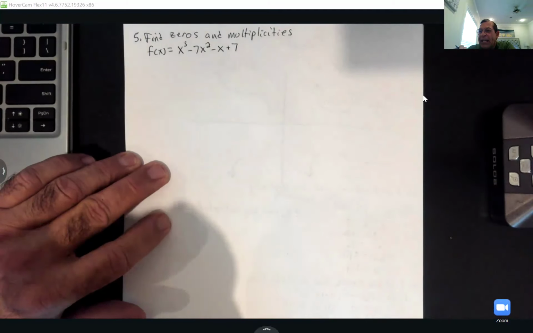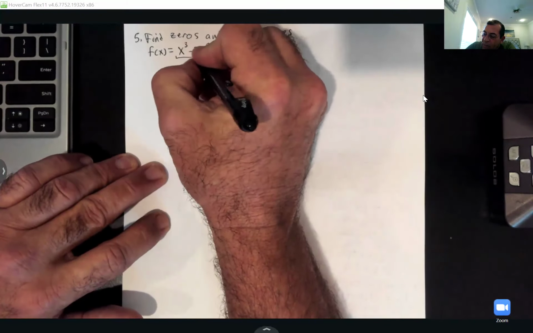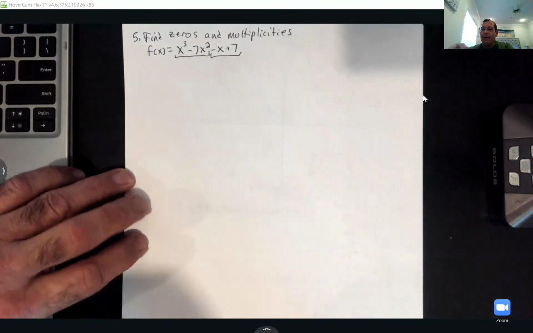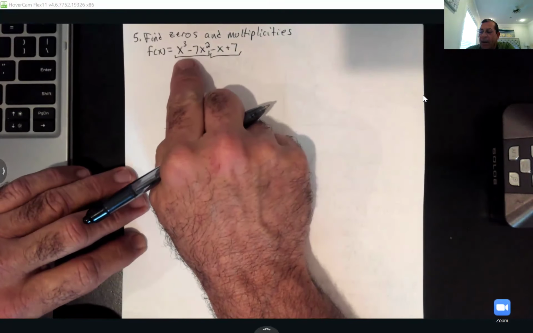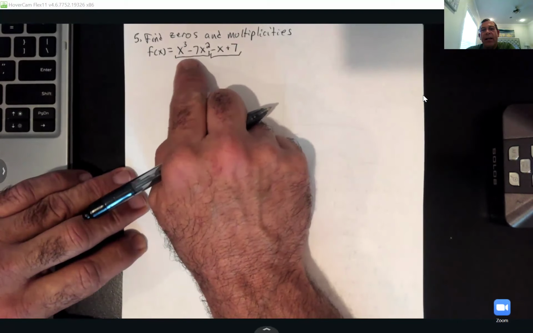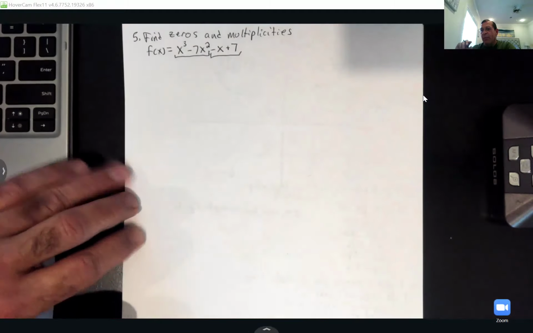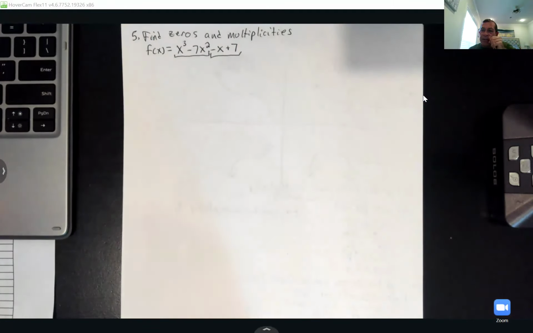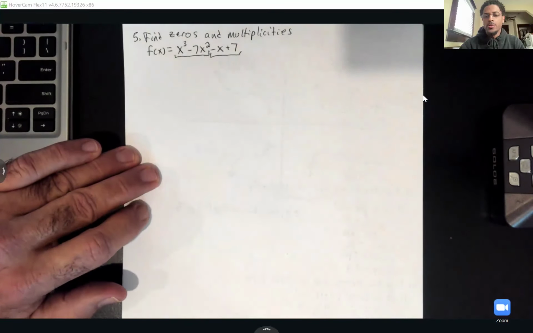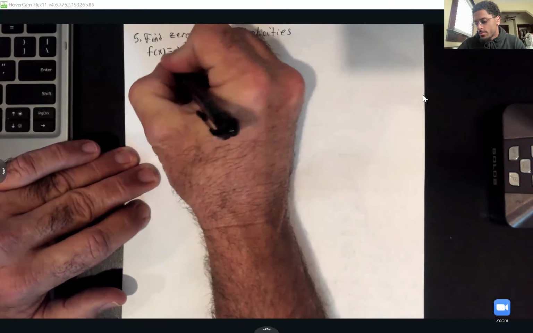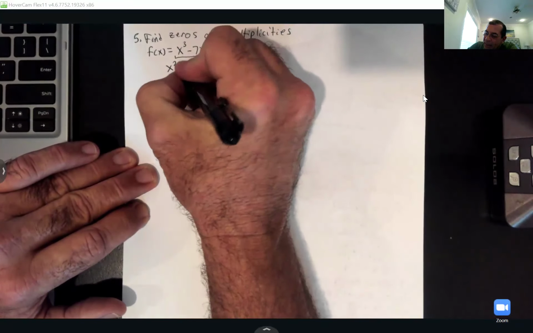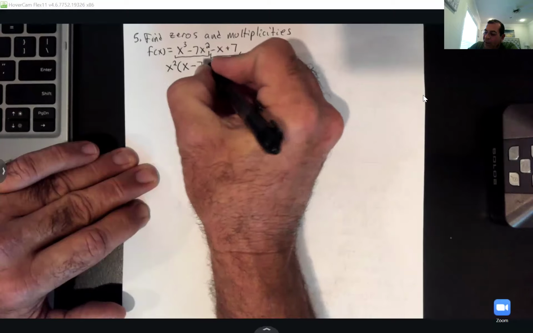Remember, I did this by grouping. I grouped those first two together, and then I grouped the last two together. And what I want you to do for me is tell me what the greatest common factor is between x to the third and 7x squared. Because remember, we're now going to factor out greatest common factors. So what's the most they got in common? X squared. Good job. And if we factor out the x squared, that'll leave an x minus 7.